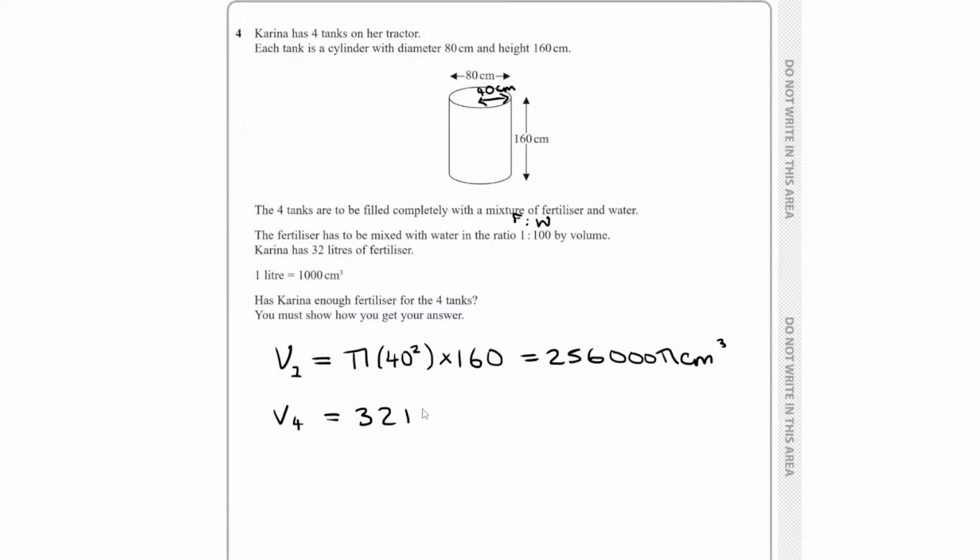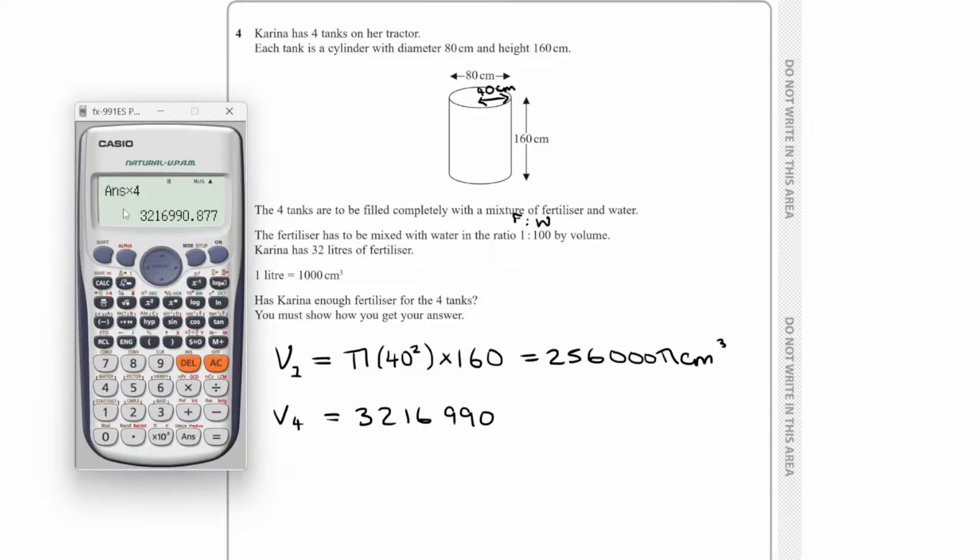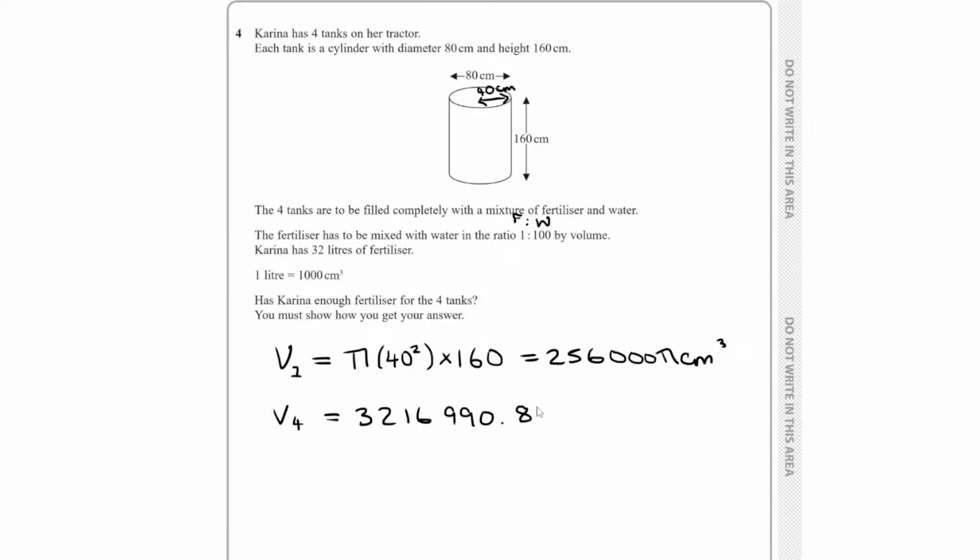So what have we got here? 3216990. Try not to get rid of any of the decimals just because it's not the end of the question yet, is it? So 0.877. It's not too bad, that number. Okay, so that's the volume of the 4 tanks.